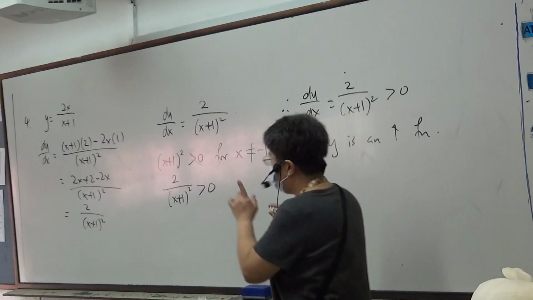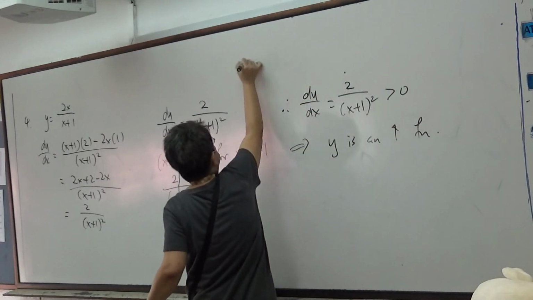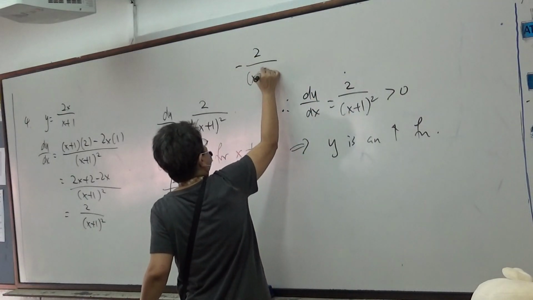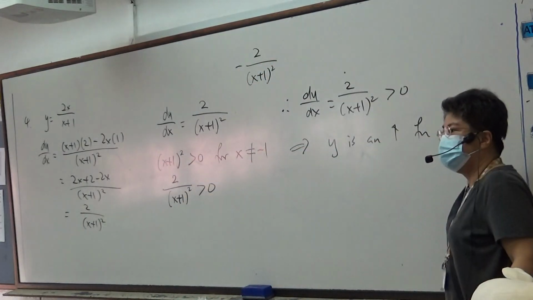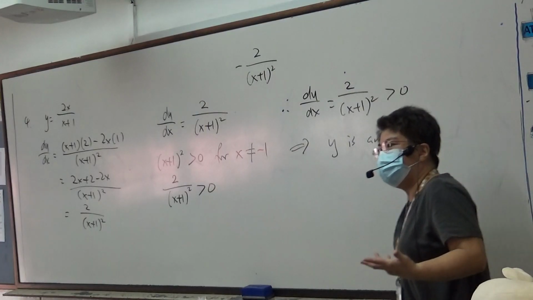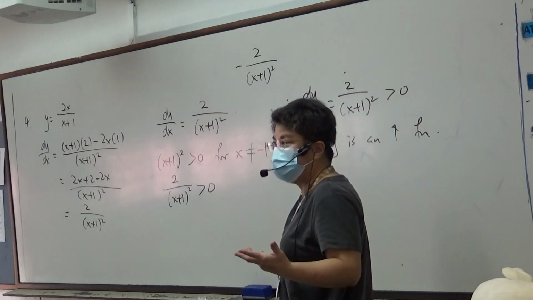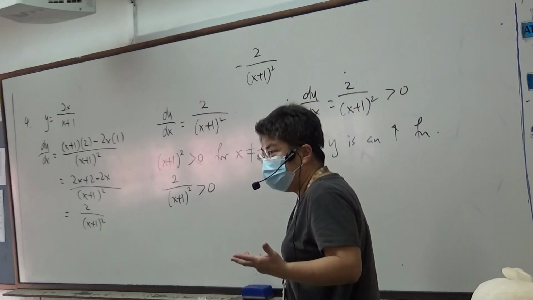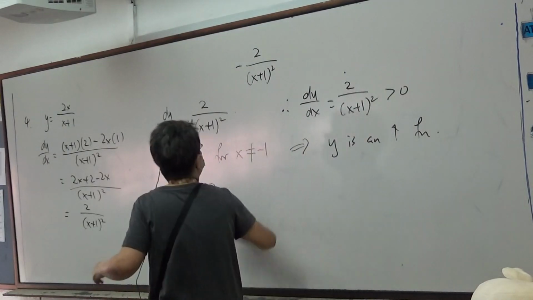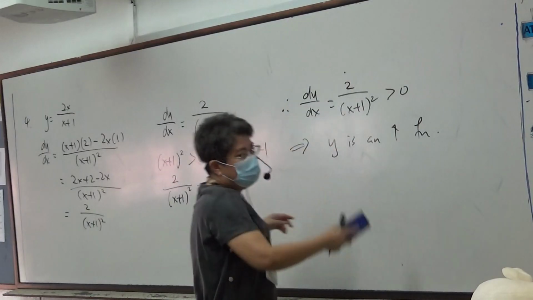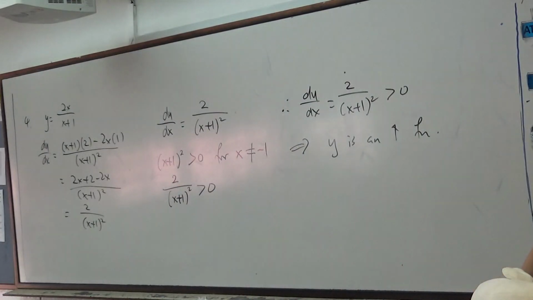Alright, now, then I want to warn you. If the function becomes like this, what will it be then? Less than 0, so what will it be then? Decreasing function. Do you understand? Do you understand what I'm saying? Okay? Alright, good. Can all of you now look at question 7?